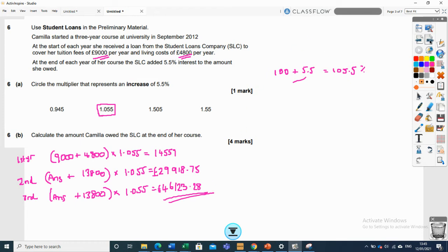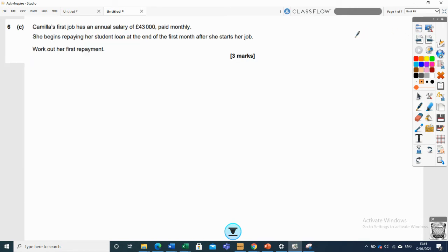Okay, moving on to question C. 46,123.28. Right, Camilla's first job has an annual salary of £43,000 paid monthly. She begins to pay a student loan at the end of the first month after she starts her job.